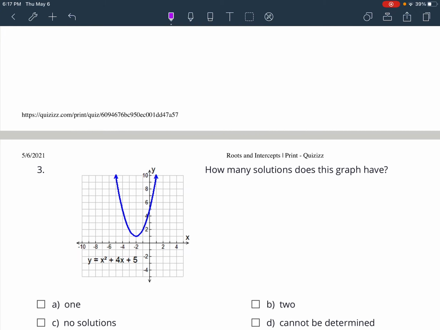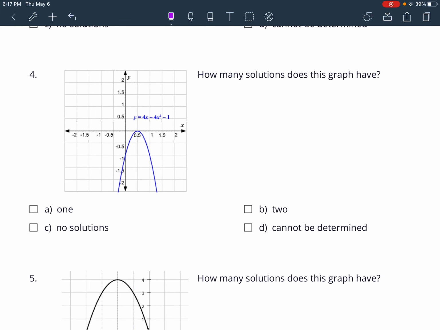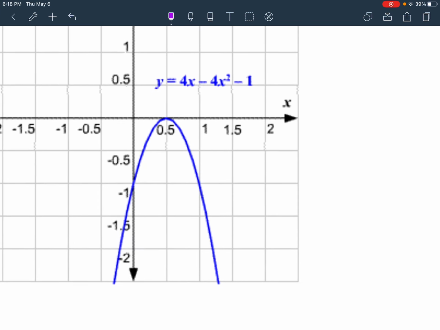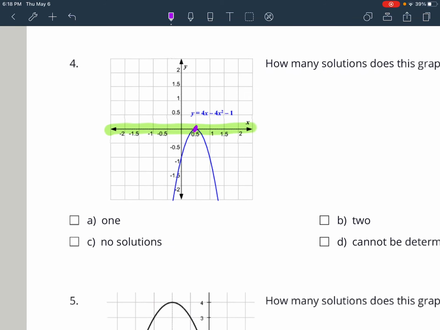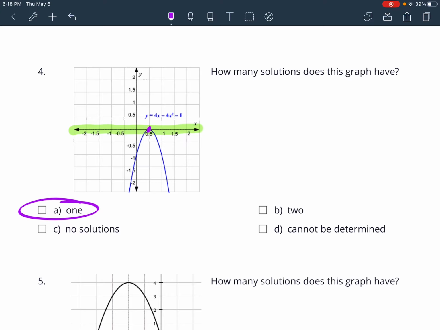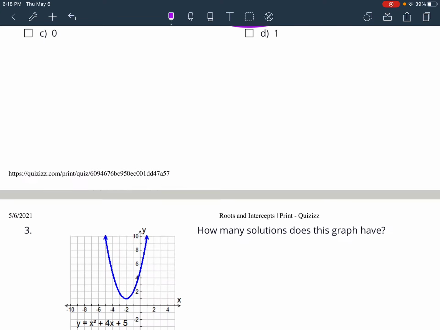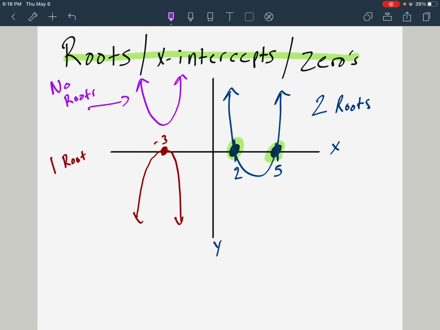Let's go to number 4. How many solutions does this graph have? How many times does it touch the x-axis, right? And the x-axis is this one right here. How many times does it touch this? It touches only once, right there. Only 1 time. So that would be 1 x-intercept, 1 solution. Remember that. Did I write that up here? Okay, another word here is also called solutions. Sorry, I forgot. So roots, x-intercepts, zeros, and solutions are all the same thing.